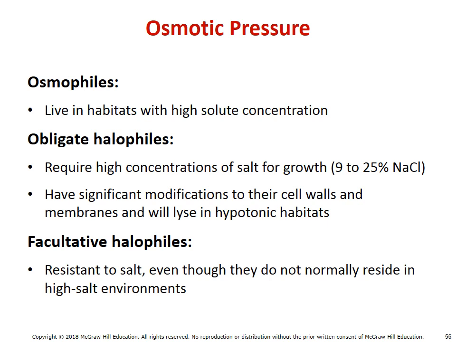Osmophiles like situations where there's a high solute concentration in the habitat. Obligate halophiles, again, love high amounts of salt in the environment because they themselves are typically full of salt. That way they can live in an isotonic situation. But what about the facultative halophile? The facultative halophile is going to be able to survive because they typically can change the amount of salt concentration they have internally or externally.